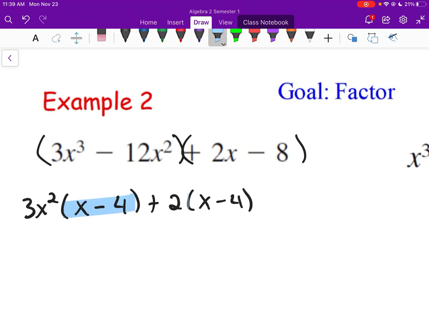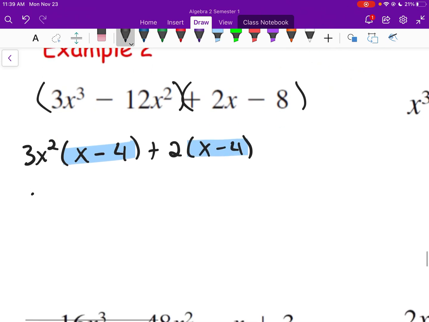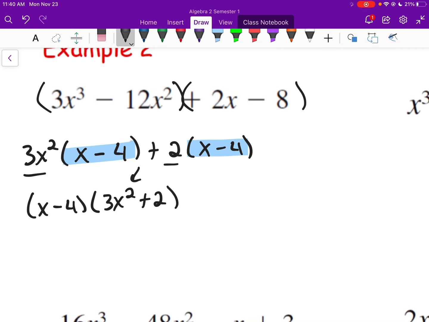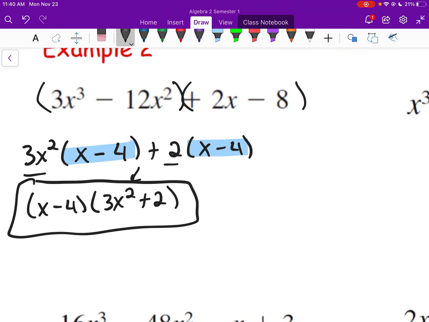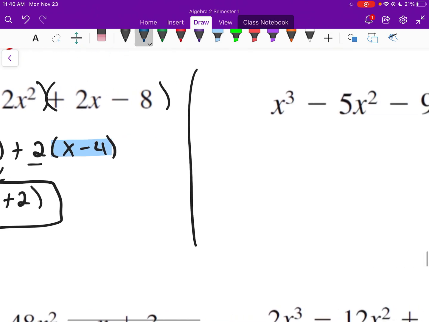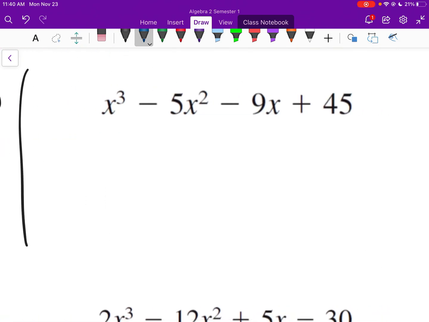Okay, and now I see that I have a common factor again of those 2 terms. So x plus 4 will come out of there. And then what's remaining is that 3x squared plus 2. Okay, I see a squared term here, so we possibly need to factor further. Now, they're not perfect squares, so therefore it's not a difference of squares, so it's not going to factor any further. All right, next one.